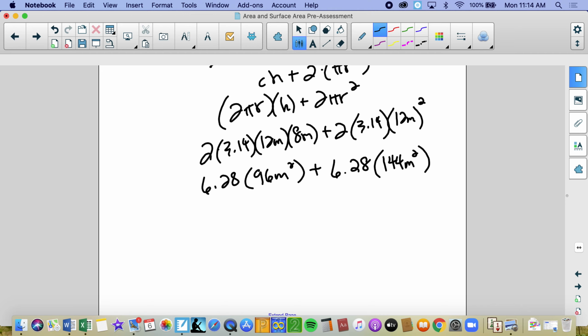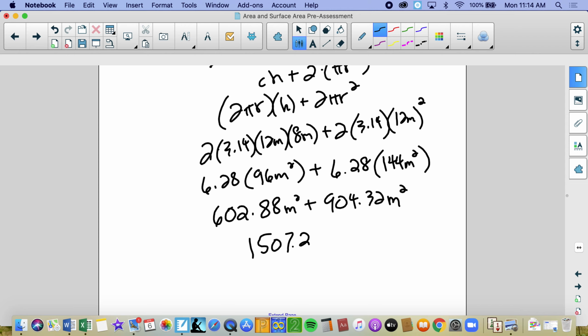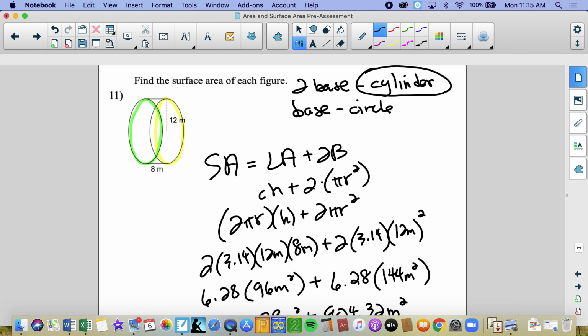6.28 times 96 meters squared gives me 602.88 meters squared. 6.28 times 144 gives me 904.32 meters squared. Add those two values together, we get 1,507.2 meters squared. That would be the surface area of that cylinder.